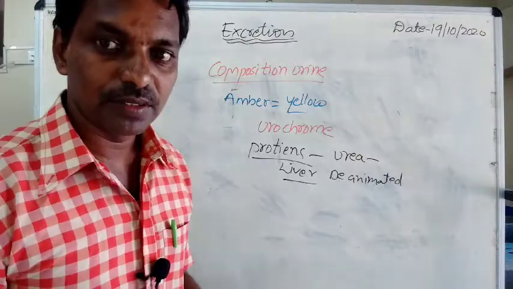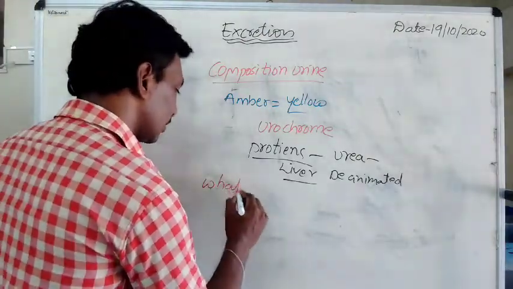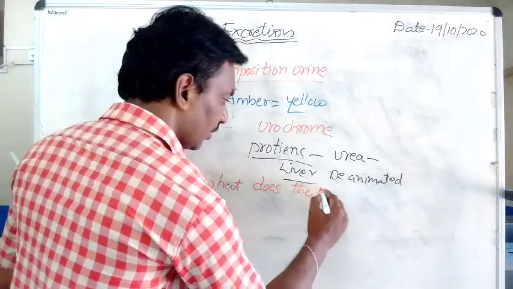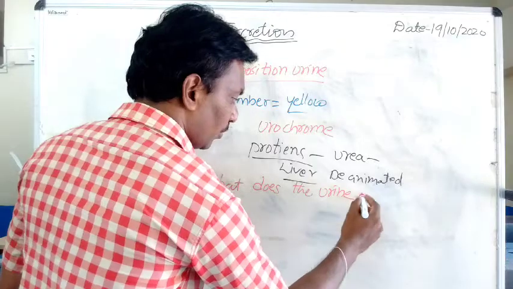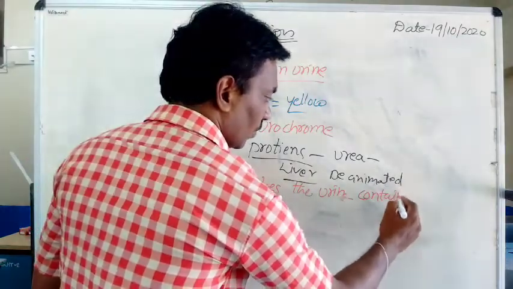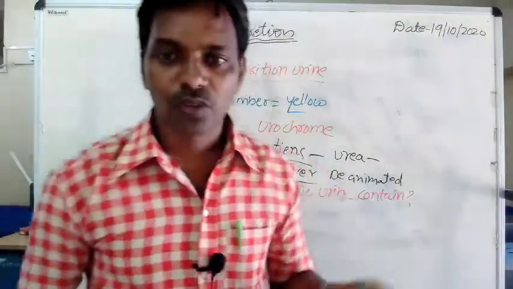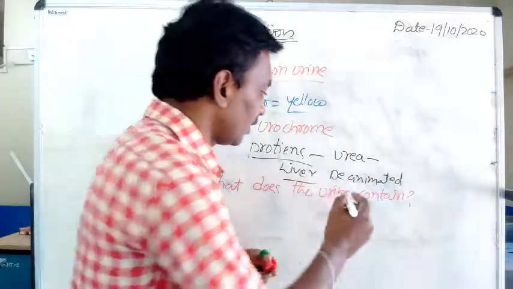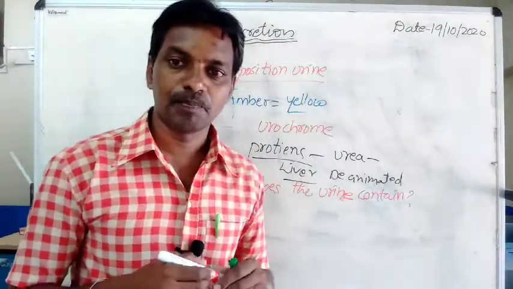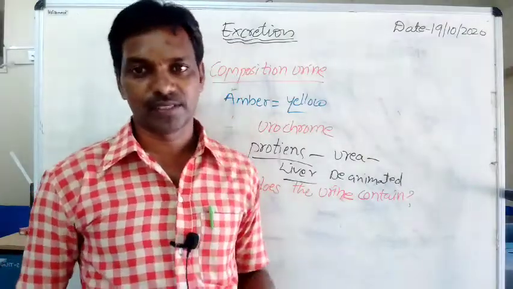What does the urine contain? Urine consists of water, inorganic and organic substances.